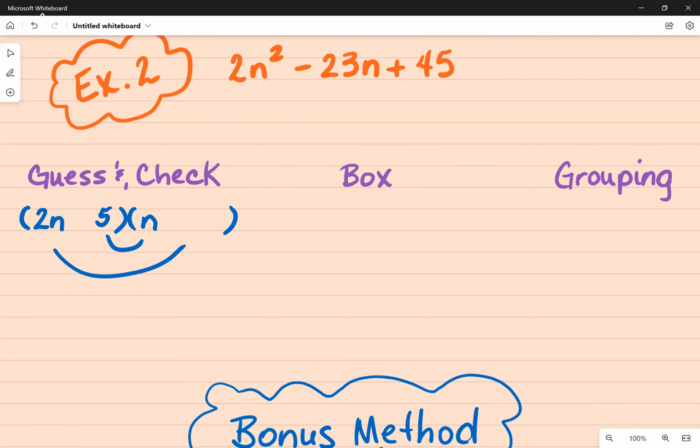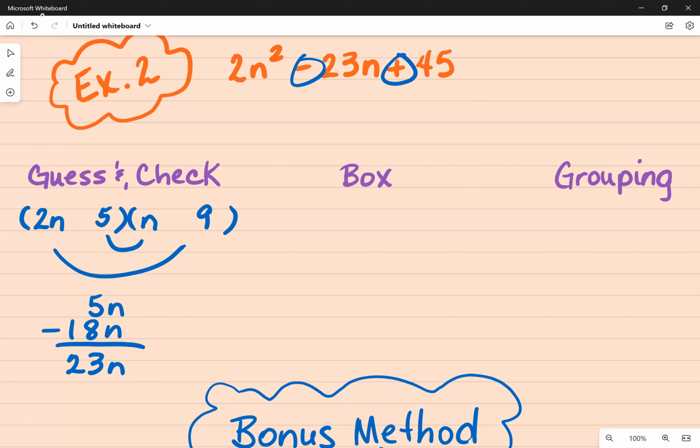Let's try that. If we did that, now we have 5 in, and we have 2 times 9, which is 18 in, and we get the 23 in. However, we're looking for a negative 23 in. So that tells me, well, we know the bigger number has to take this sign. So the bigger number is negative 18 or 18. So negative 18 and 5 would not give me a negative 23.